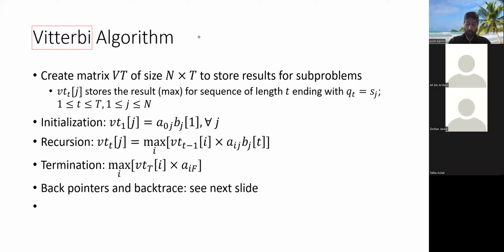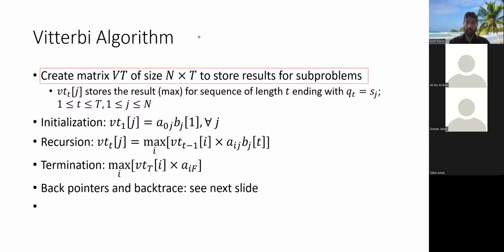So this is the algorithm. Let's go over this and try to understand it. So we create this matrix VT. So its size is n. Its size is n into t.